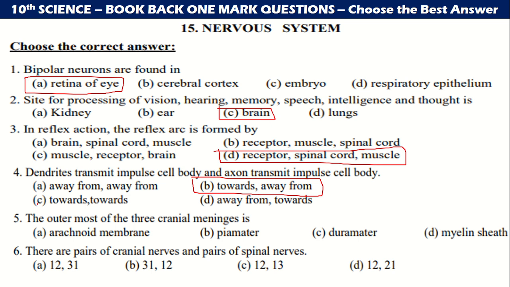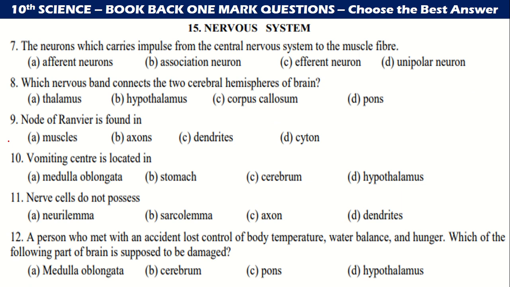The outermost of the three cranial meninges is dura mater. Next one, there are dash pairs of cranial nerves and dash pairs of spinal nerves. That is 12 and 31, only these two. So 12, 31 is the correct answer. Let us go to the next one.